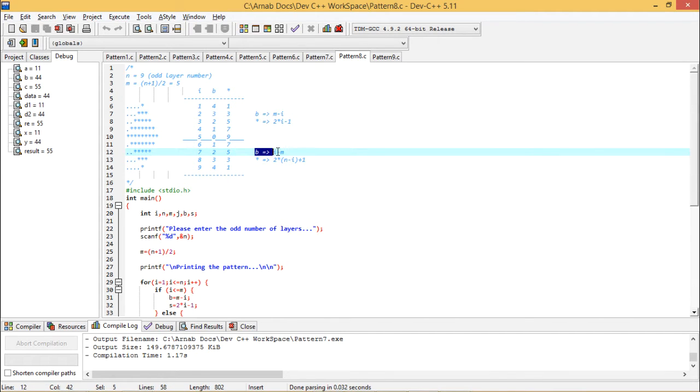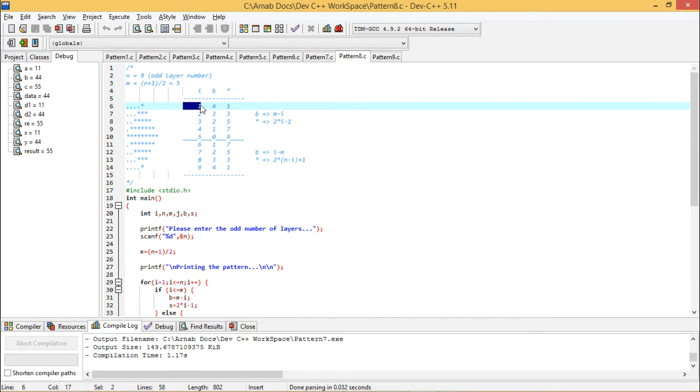So in this way I am getting the blank logic, that is I minus m. Now to calculate the star here, we are having 1, 3, 5, 7, 9. Then what to do? It is very simple. Just multiply this I by 2.